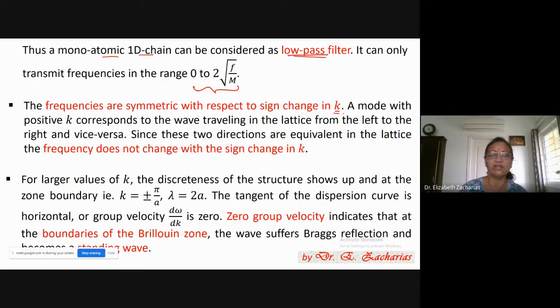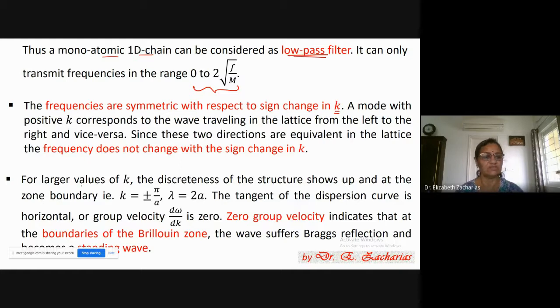So this can be a theoretical question. What are the interpretations of this? Not for this test, for the next test. A mode with positive k corresponds to a wave traveling in the lattice from left to right. Similarly, a negative k is a wave traveling from right to left. So just the direction of propagation of the wave can be taken from this positive and negative k. But when you take a crystal, this positive and negative don't really mean anything when you are talking about a large lattice. Therefore, frequency does not change with the change in sign of k. That's the next thing.